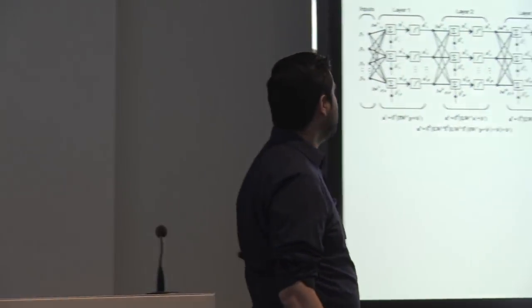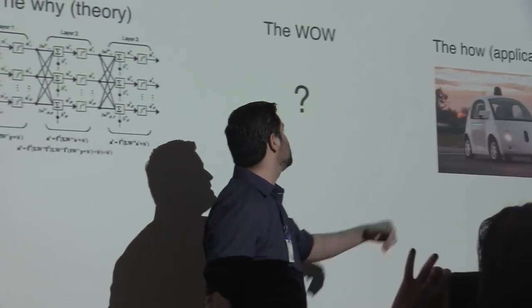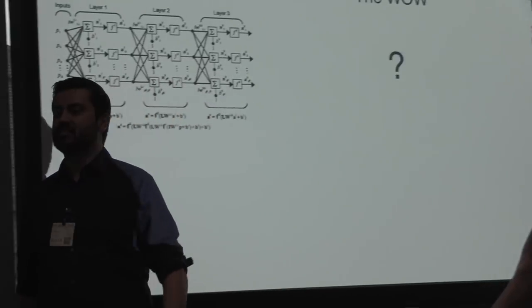that really teaches. So in machine learning, we have that, right? We have neural networks. We have the why, which is this. We have the how, which is applications. And I'm wondering what the wow is. So today I want to share with you what the wow is for me with neural networks. What is it that when I got a little bit of an aha moment, I want to share that with you.